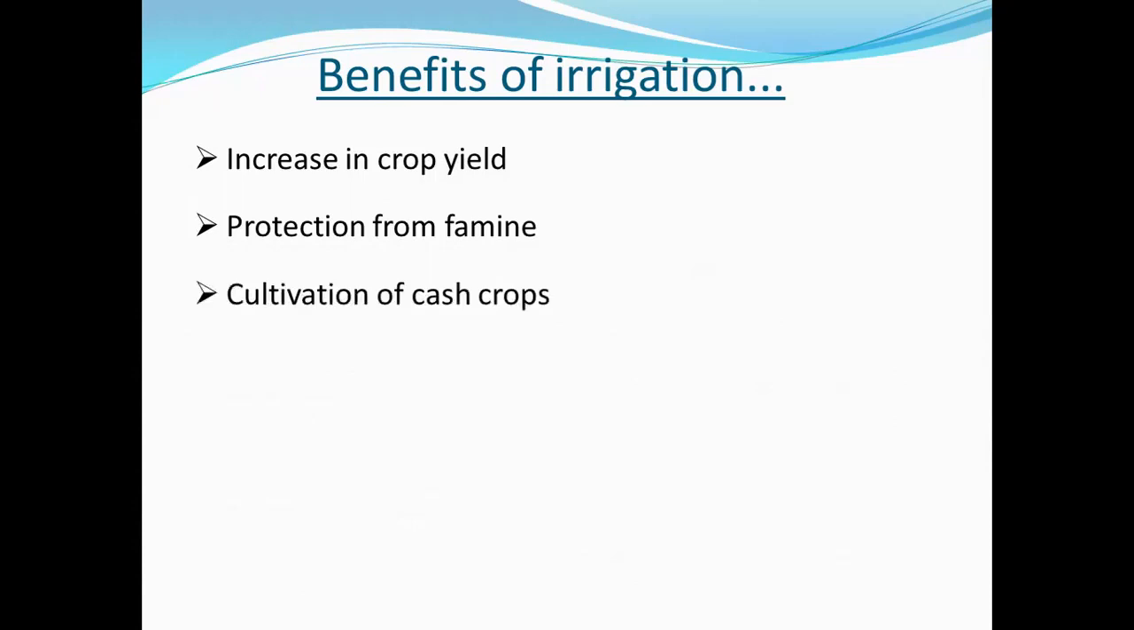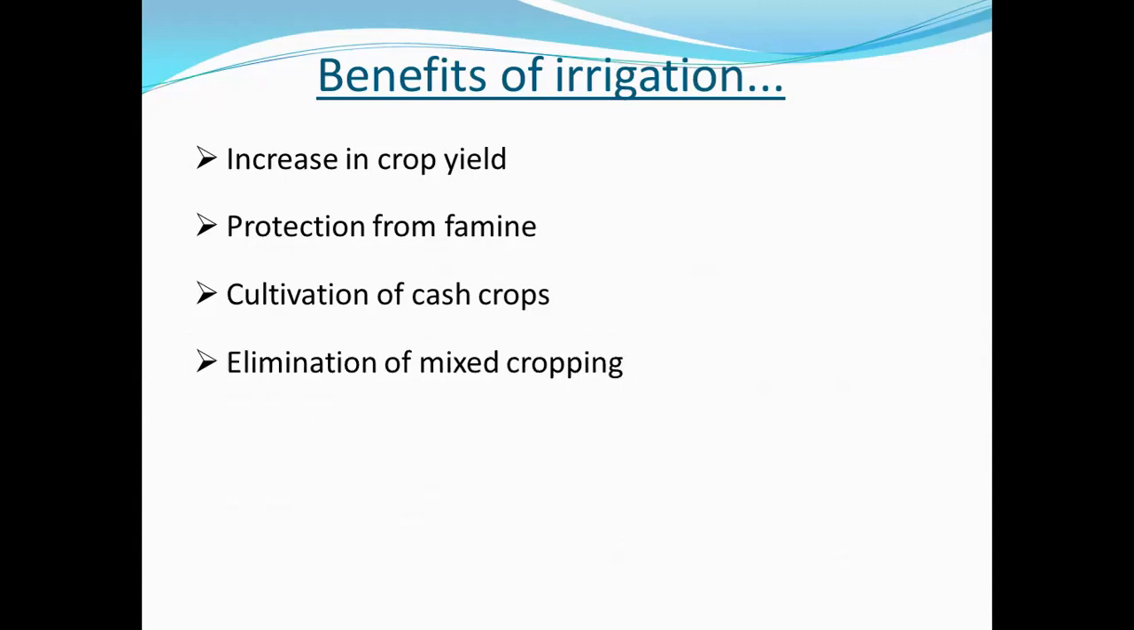The third one is cultivation of cash crops. What is the advantage of this cultivation of cash crops? Irrigation facilities encourage the cultivation of cash crops such as wheat, sugarcane, rice, cotton, tobacco, oil seeds, etc. These cash crops are encouraged by irrigation facilities, right? So these are the main benefits of irrigation.